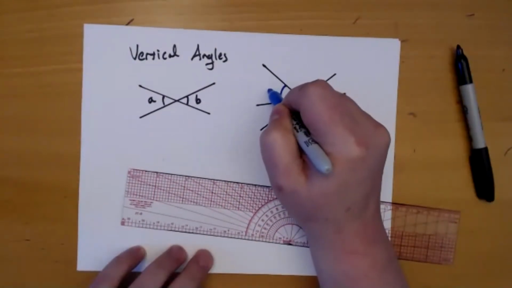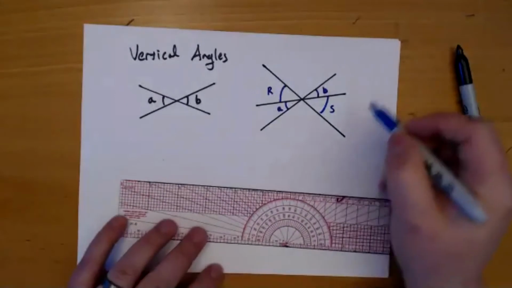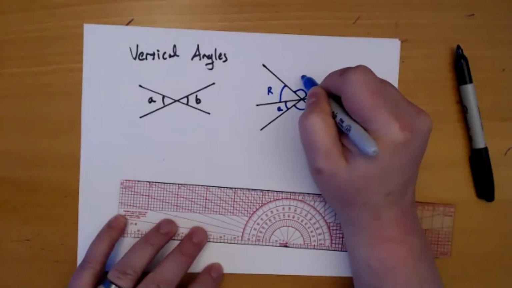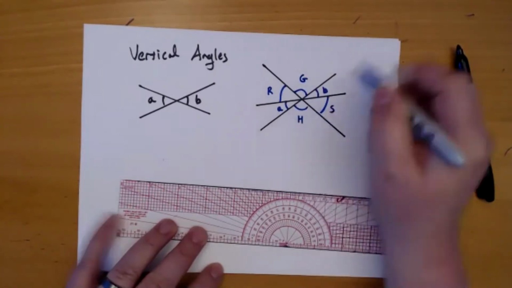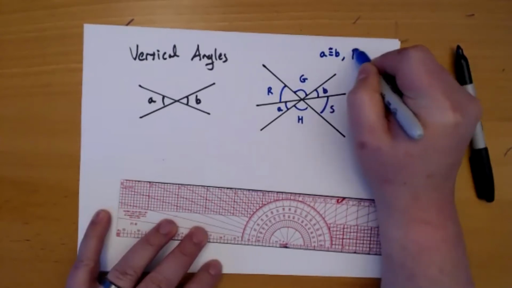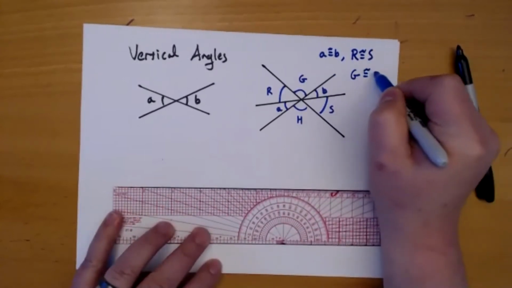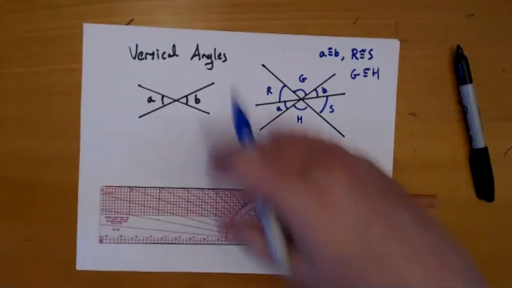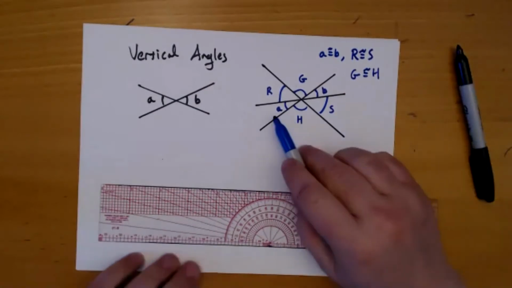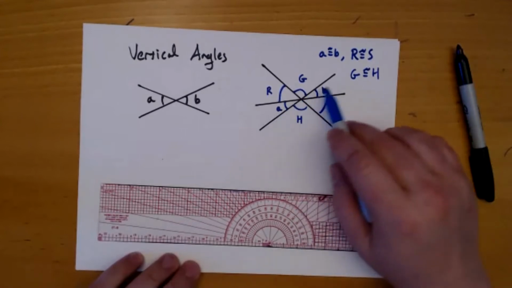And let's say R and S are vertical, and let's say G and H. So A is congruent to B, R is congruent to S, and G is congruent to H. Even if you've got more than one set of angles going on in there, you just look at an angle and you go through the vertex to the other side, and those two are your verticals.